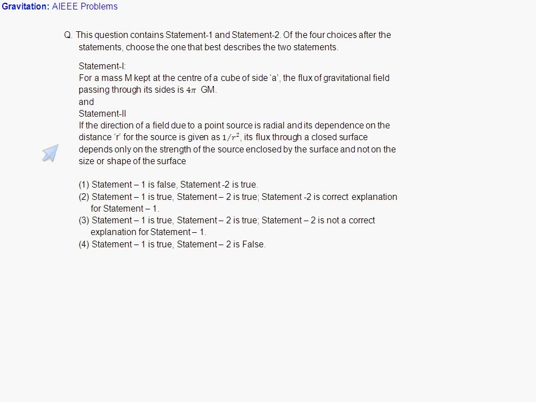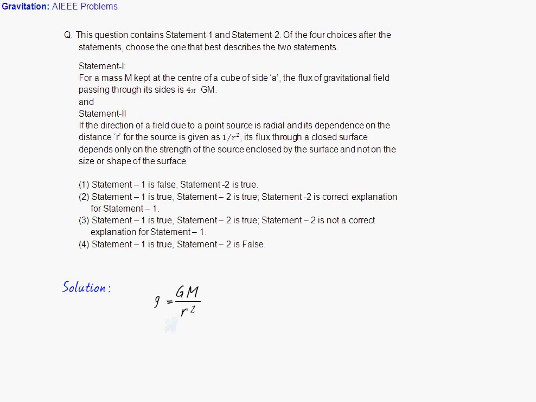So how to solve this problem? In the gravitational field, what is the formula for g? g is equal to GM by R square. We can also say field strength is also g only. So field strength is inversely proportional to the square of the distance. In the second statement, it is given if the direction of a field due to a point source is radial.